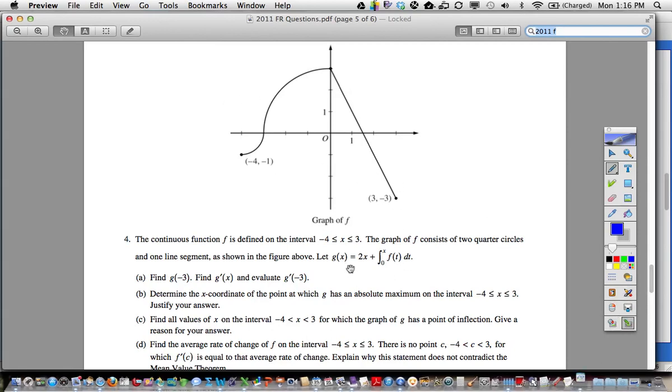Now, the key parts of this are that they tell you this is little f right here, this graph, and they tell you what g is right here. So let me write that up here a little bit. So little g of x, and remember this is from 2 years ago, the AP test. So you can see how they use these area functions in these problems. Okay, so that's how they define little g of x.